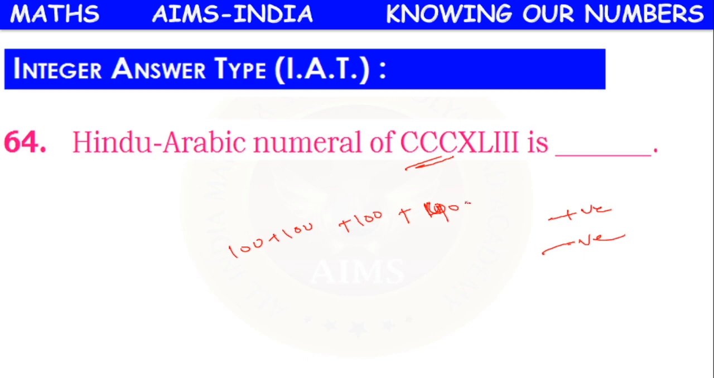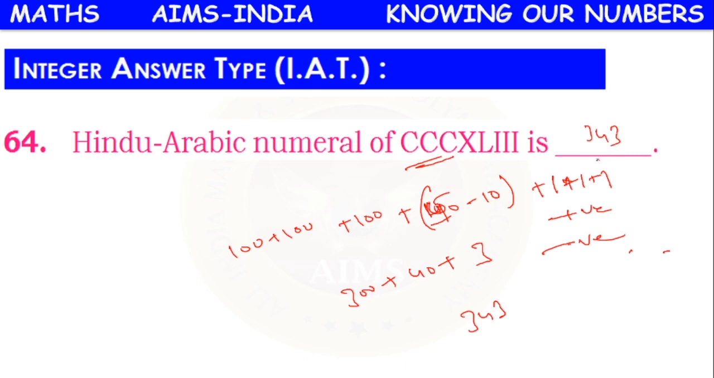XL stands for 40 minus 1 minute. XL stands for 50 minus 10 plus 1 plus 1 plus 1. So 300 plus 50 minus 10, 40 plus 1 plus 1 plus 1, 3. So 343.